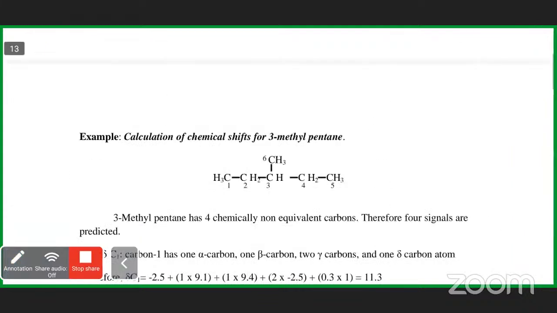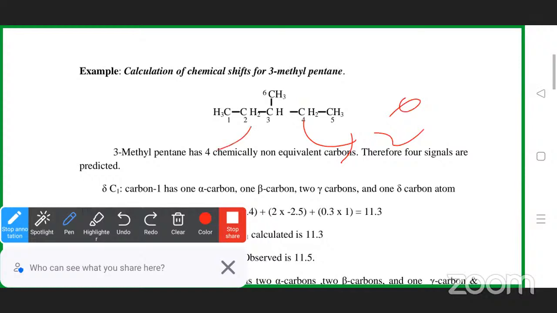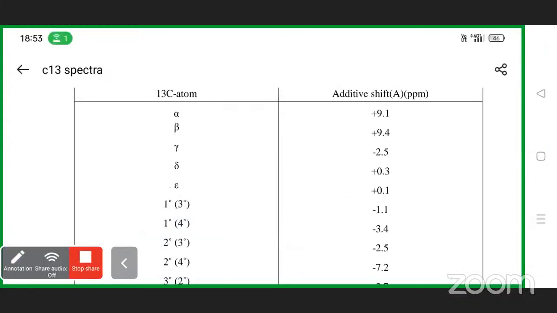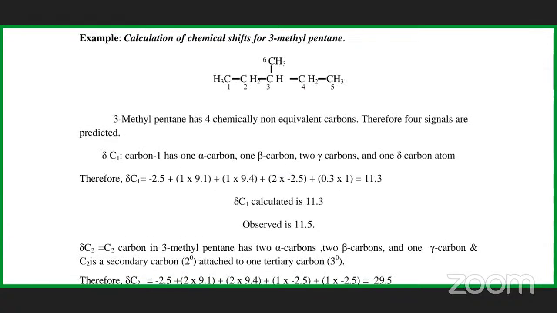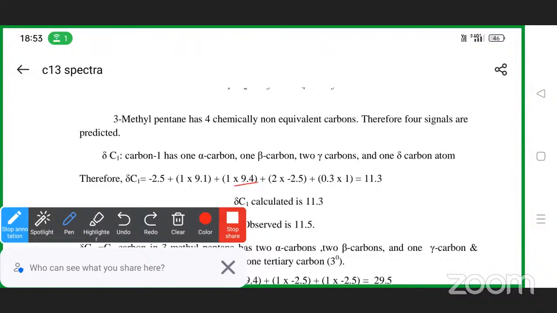So here there are two secondary carbons. This is a secondary carbon, this is also a secondary carbon, and this secondary carbon is attached to this tertiary carbon. So we are taking the two secondary carbons attached with the tertiary, so we are taking minus 2.5. And here is one carbon, minus 0.3. When you do the calculation, we got 11.3, the calculated value.